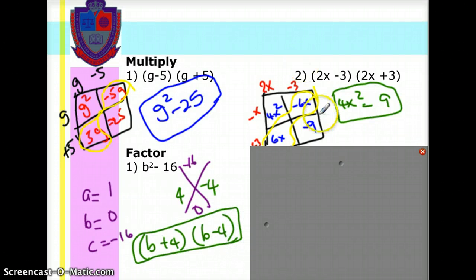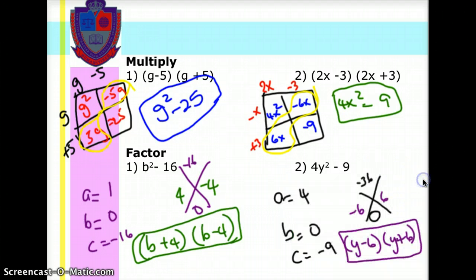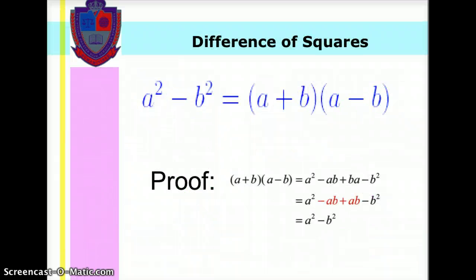Pause it, do the second one, show me what you know. This is y squared minus 36. You should get y minus 6 and y plus 6. This is one of our special kinds of quadratic, known as the difference of squares. A difference of squares is when I have the first number squared and the second number squared, where I can take the square root of each number and get a whole number. There's no b term. It will always be (a plus b)(a minus b).